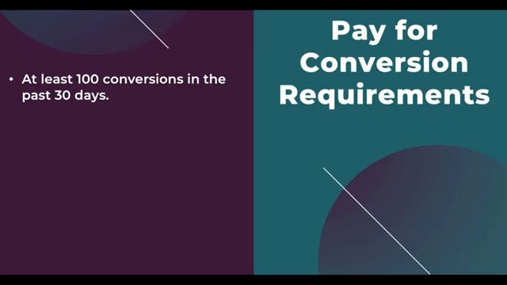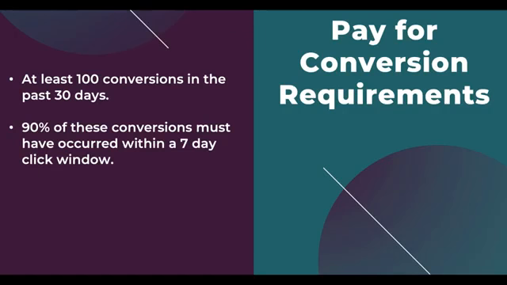The next thing you need to know about those conversions is that 90% of them need to have happened within a 7-day click window. So from the moment that somebody clicks your ad, they need to convert in the 7-day window after that click. So let's hop into Google Ads and I'll show you where you can find if your account is meeting this standard.